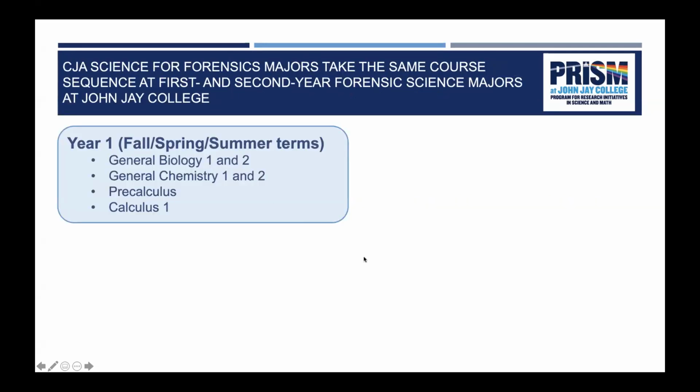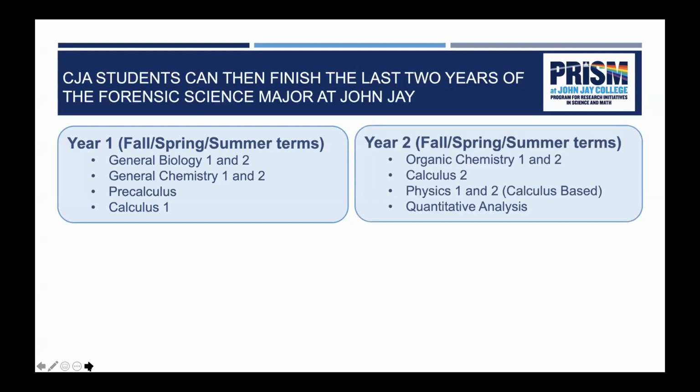So the sequence for science for forensics majors looks like this. The first year, you take biology 1 and 2, general chemistry 1 and 2, pre-calculus and calculus 1. Your second year, you take organic chemistry 1 and 2, calculus 2, physics 1 and 2, and quantitative analysis. And I want to mention that most of these courses are the same courses that you would take if you were to major as a cell molecular biology major or in toxicology. And these are the same courses that students at John Jay take in the forensic science major.